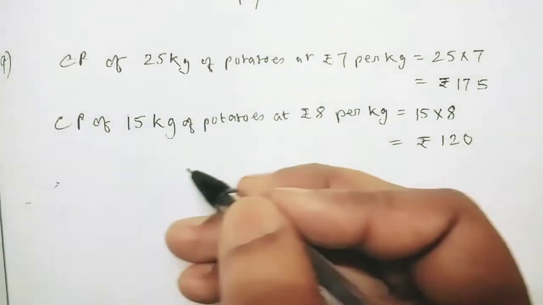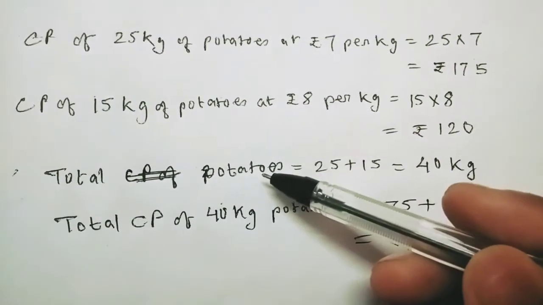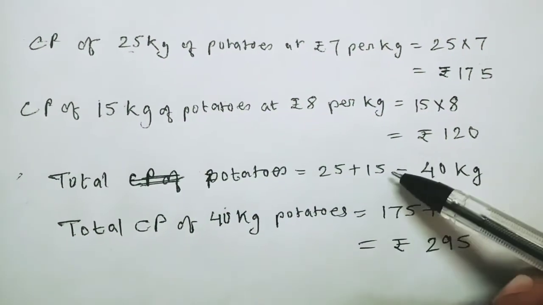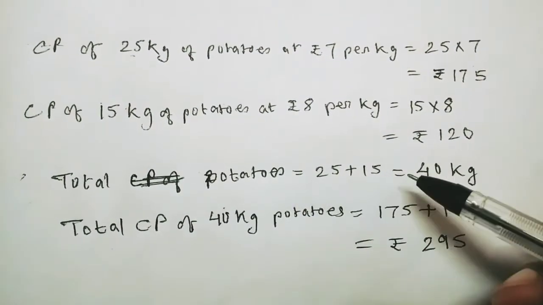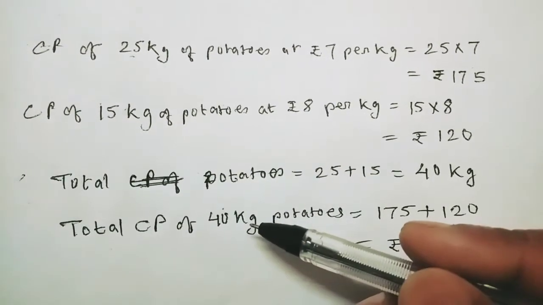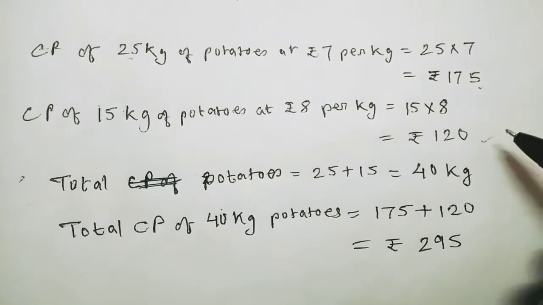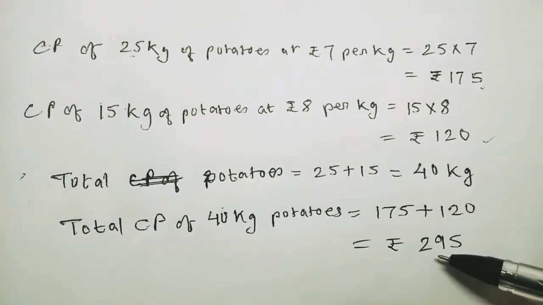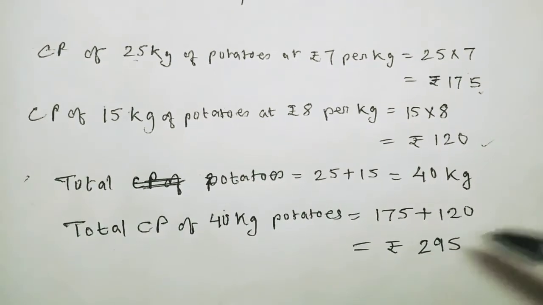So now we'll write the total CP. Here you can see the total potatoes are 25 plus 15, that means 40 kg. So this is the total number of potatoes. Then the total CP of 40 kg of potatoes: you have to add this CP plus this CP, 175 plus 120. So that is 295. Okay, this is the total CP of 40 kg of potatoes.